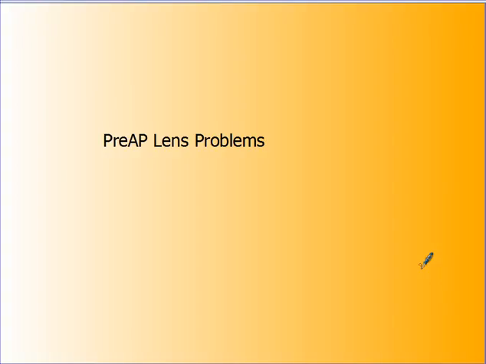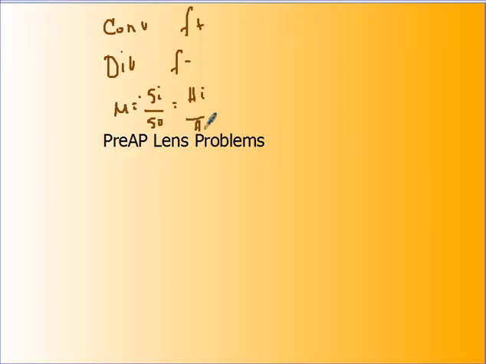Now let's do some lens problems. Remember for lenses, if it is a converging lens, the focus is positive. If it's diverging, the focus is negative. The magnification is always minus your image distance over your object distance. It's also your image height divided by your object height.